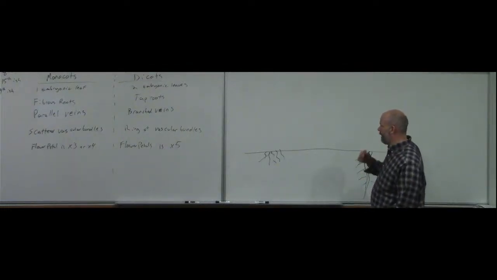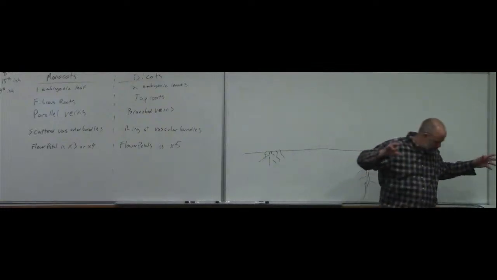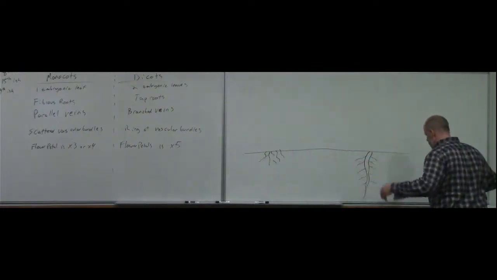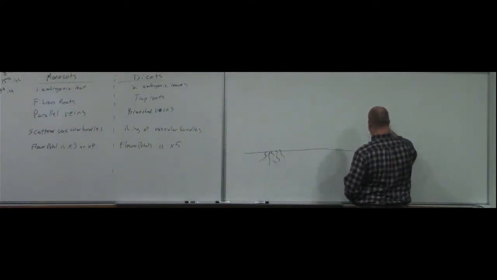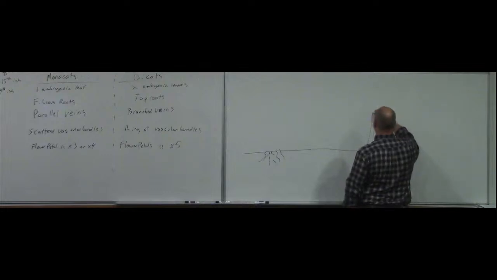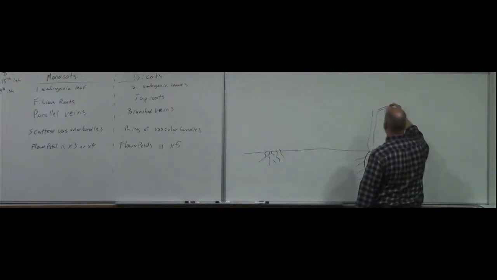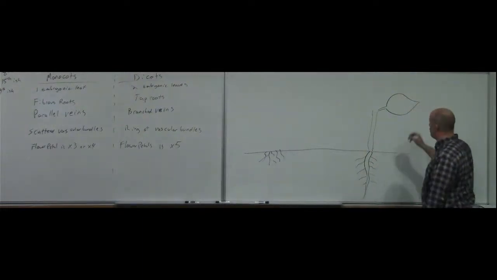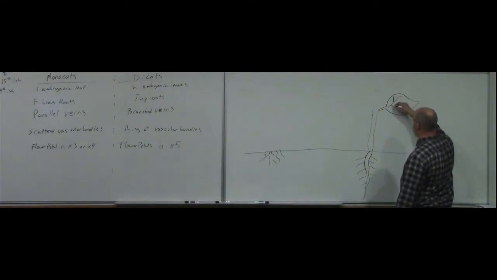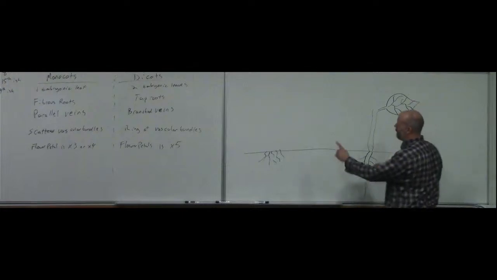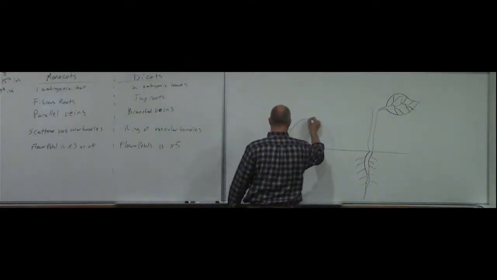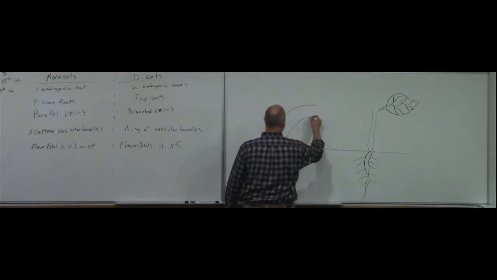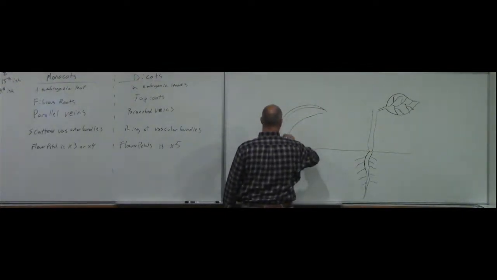Next thing we want to think about: you're going to have some kind of a stem sticking up above ground, right? And then you're going to have some leaves. Well, if I look at the leaves on this thing, the veins that are running through it are going to be netted. Whereas over here, any leaves, the veins are going to be running in parallel.